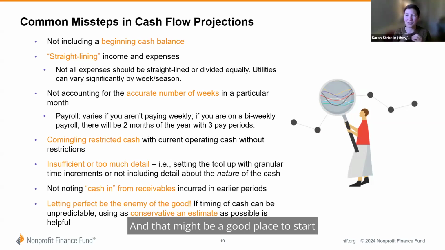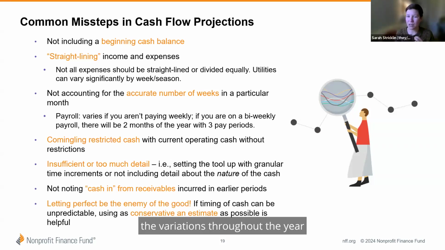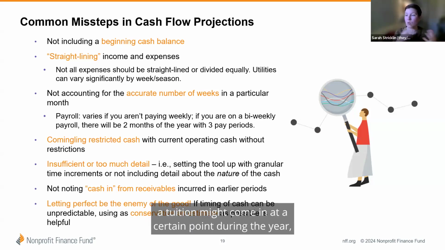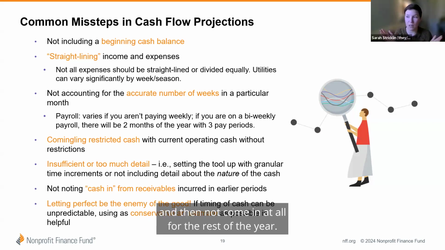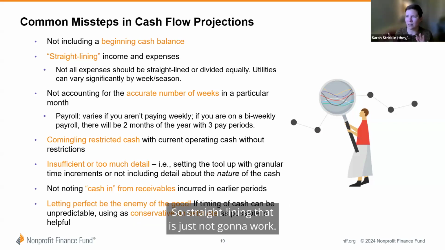And that might be a good place to start if you're a little overwhelmed about filling in your cash flow tool, but it's really important to actually account for the variations throughout the year of those expenses as they actually occur. Take a school, for example: tuition might come in at a certain point during the year and then not come in at all for the rest of the year. Teachers might only be paid for certain months and not other months. So straight lining that is just not going to work.